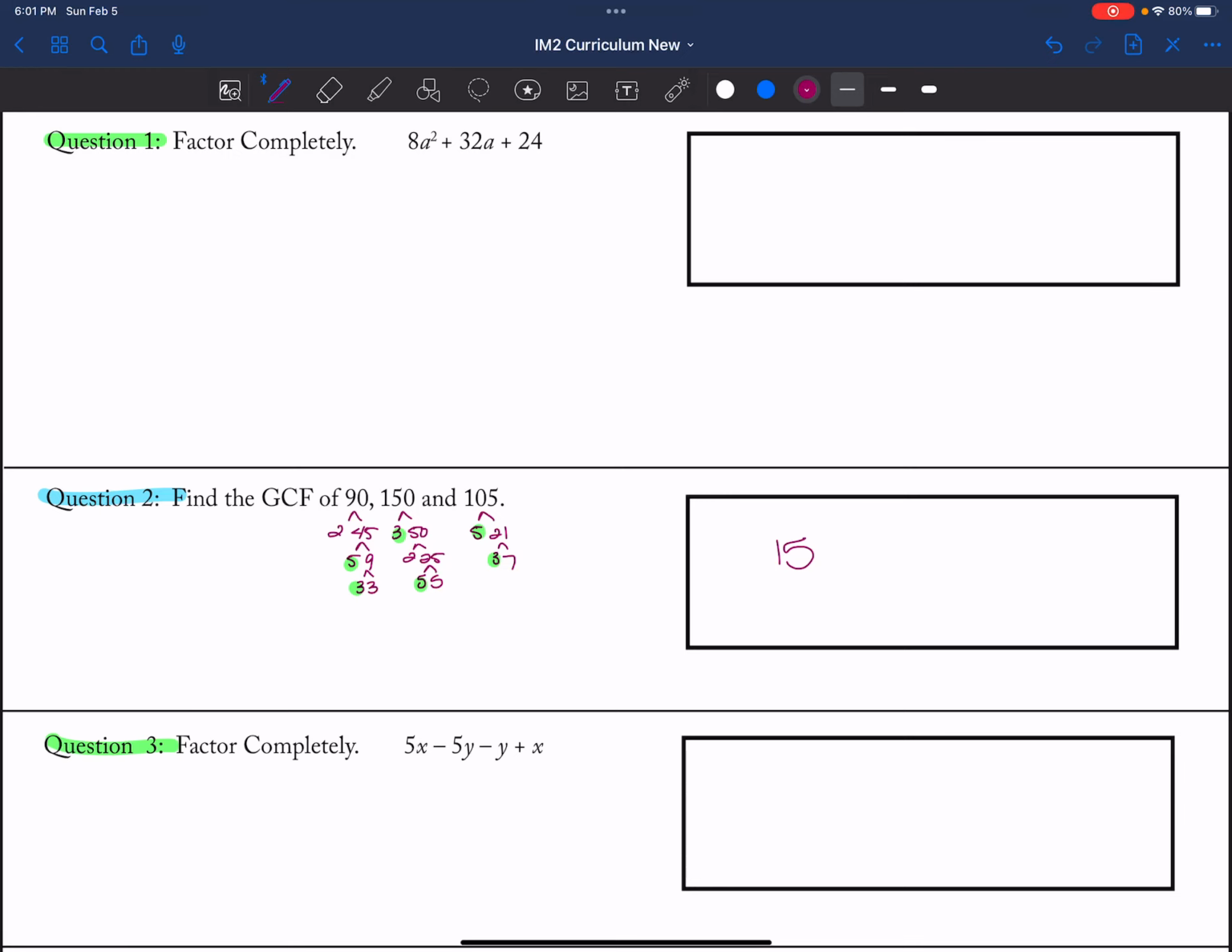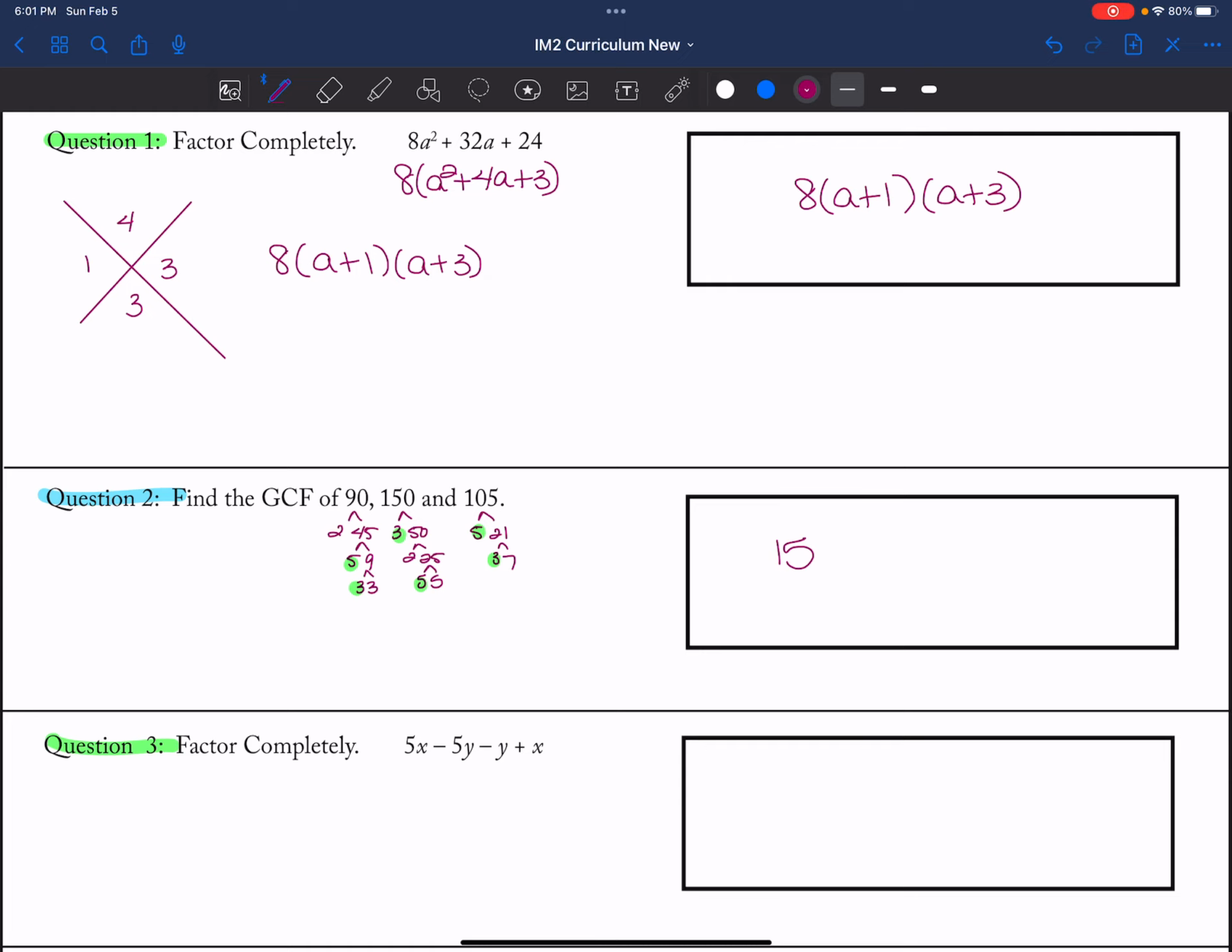Okay, so we can factor out a greatest common factor of 8. So I'm left with a squared plus 4a plus 3. So then I can go ahead and multiply 4 and 3. So my factors are 1 and 3. So this is 8 times (a plus 1) and (a plus 3). So 8(a plus 1)(a plus 3).